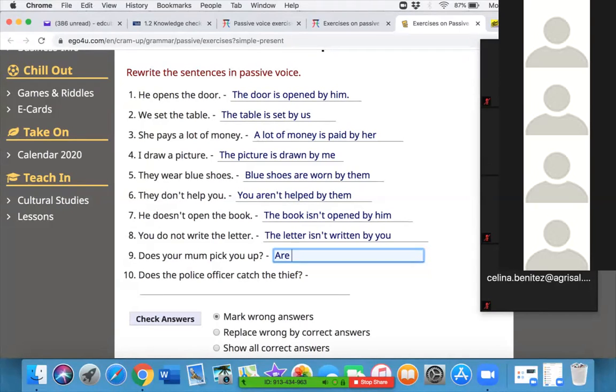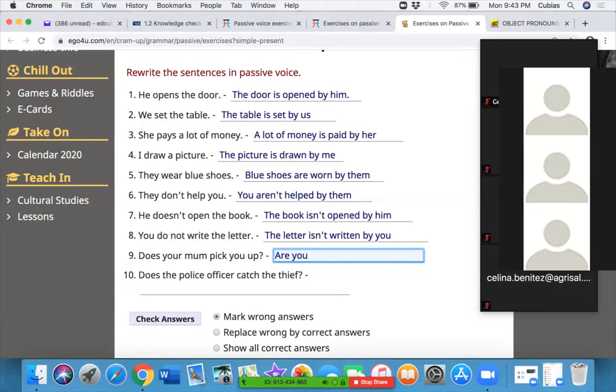Are you picked up? By your mom. Excellent. That's correct. Are you picked up by your mom? Because it's a question. That's correct. Look at the last one. The last one is a question also.